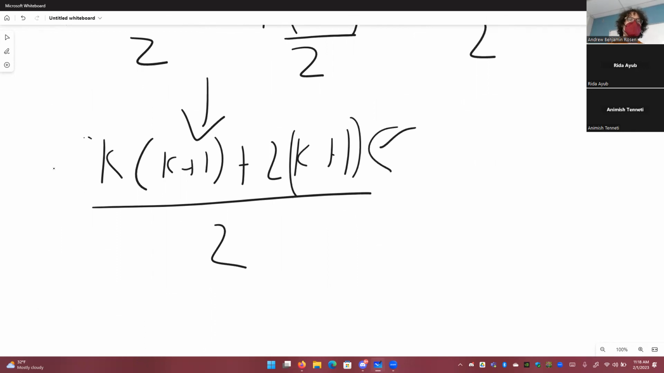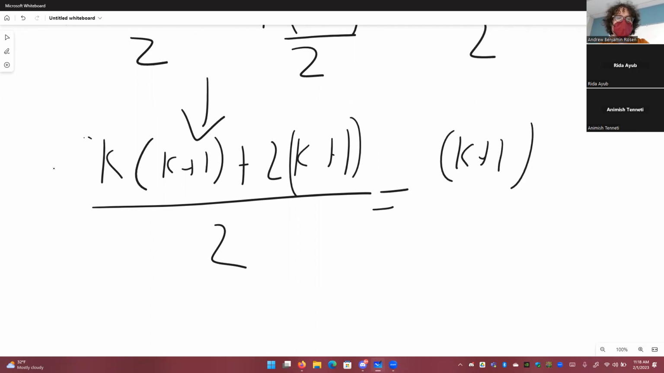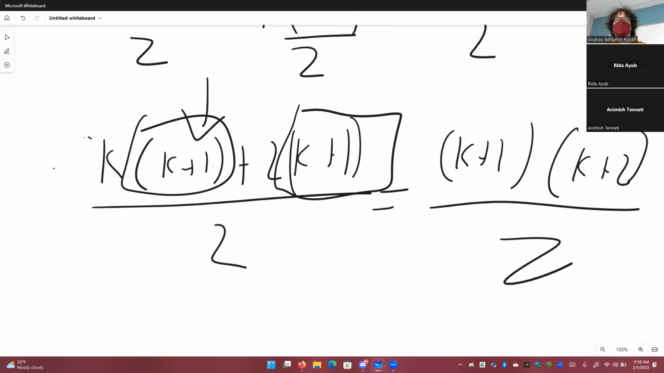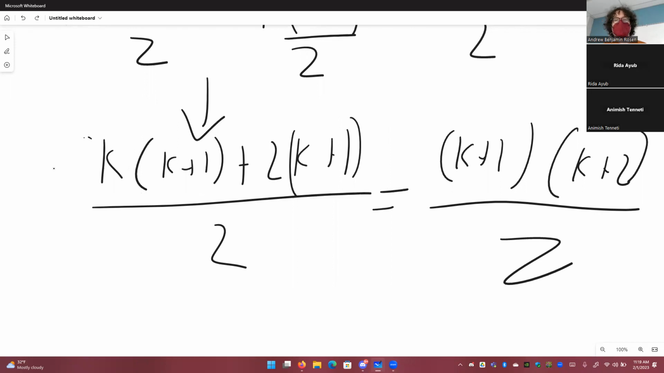Normally our common factors are on the left side. This time it happens to be on the right, but we can pull it out, which means that we can pull out the k plus 1 over here, and we end up with k plus 2 over 2. What I did, you see, is that I have k times k plus 1 and 2 times k plus 1. So I simply pulled out the k plus 1s that were multiplying 2 and k. So I get k plus 1 times k plus 2 over 2.